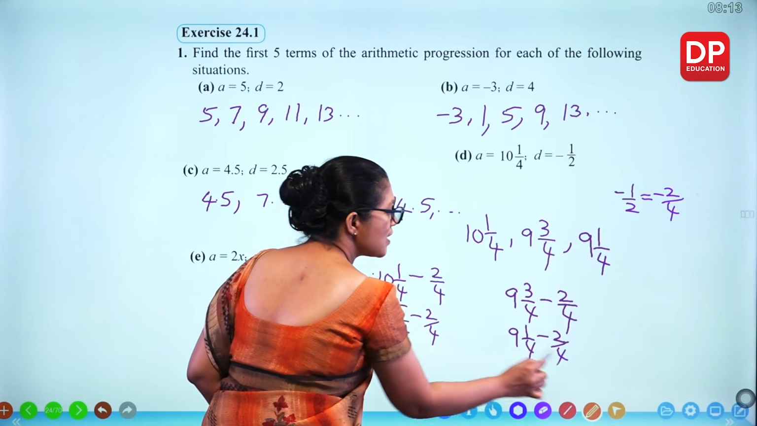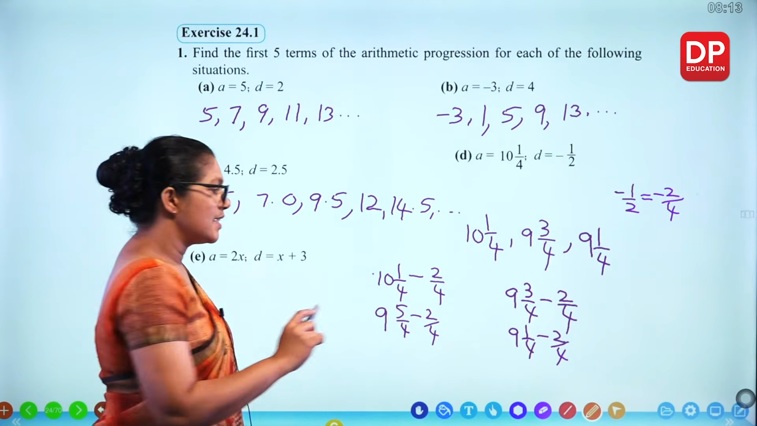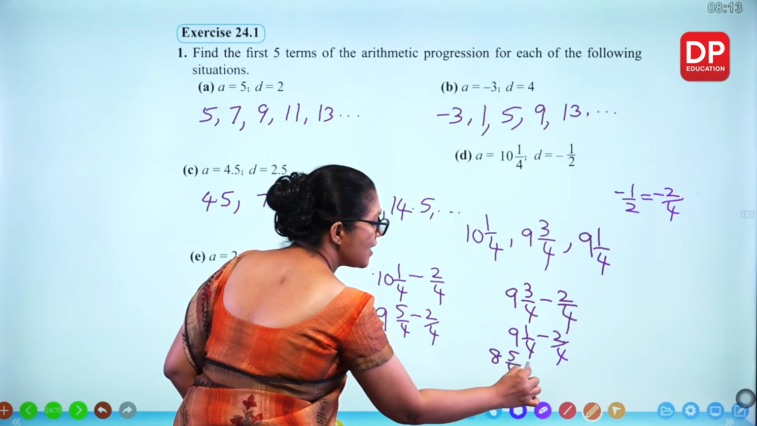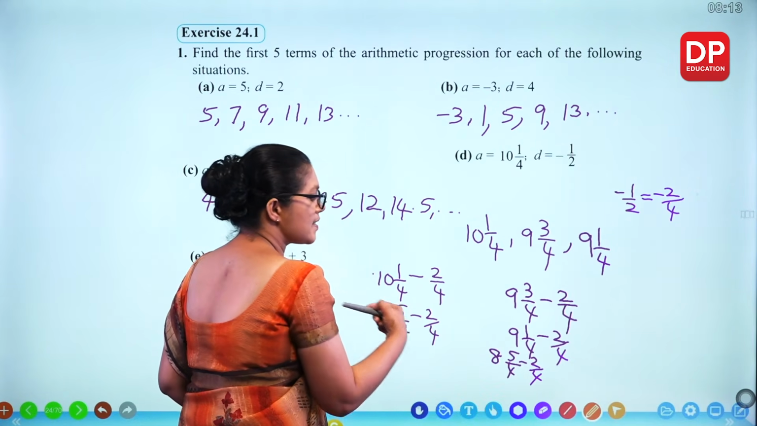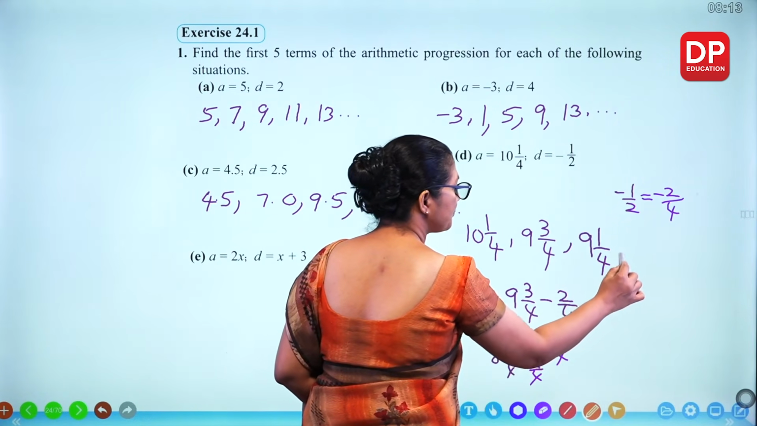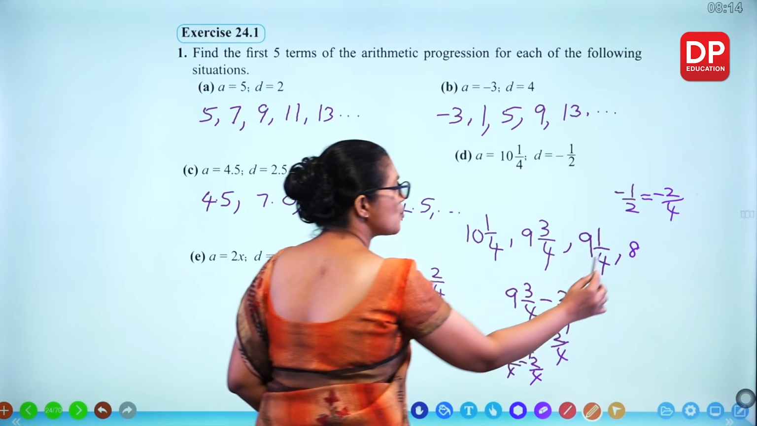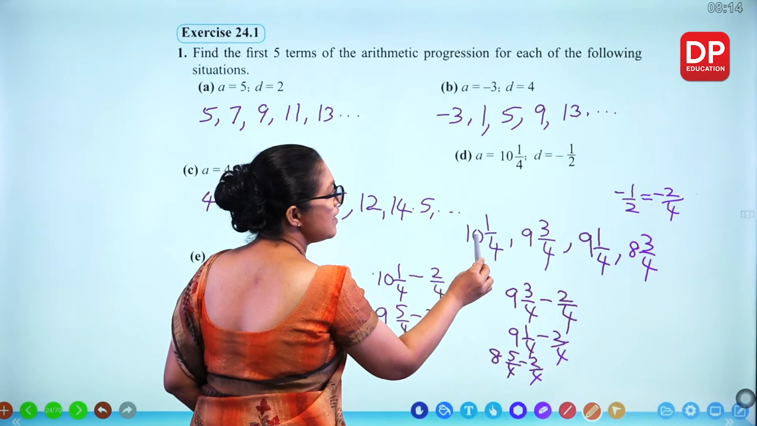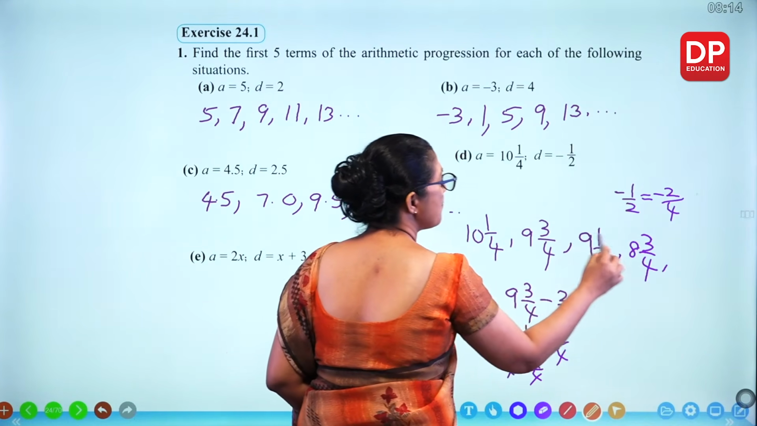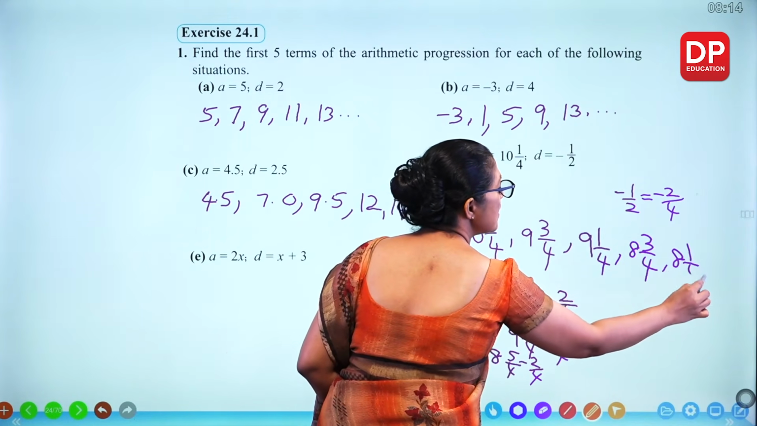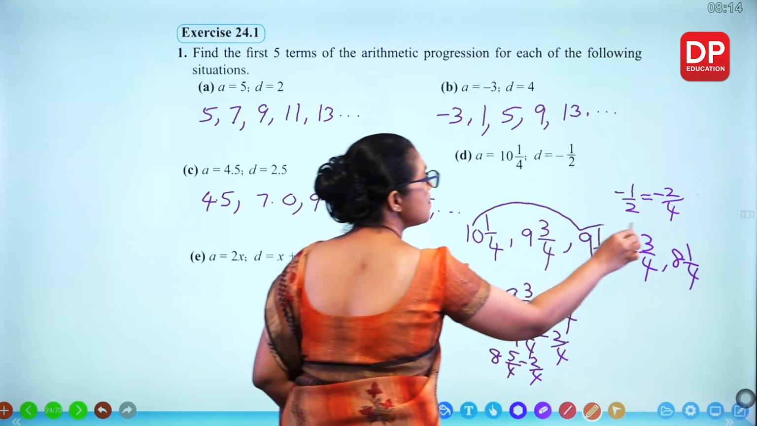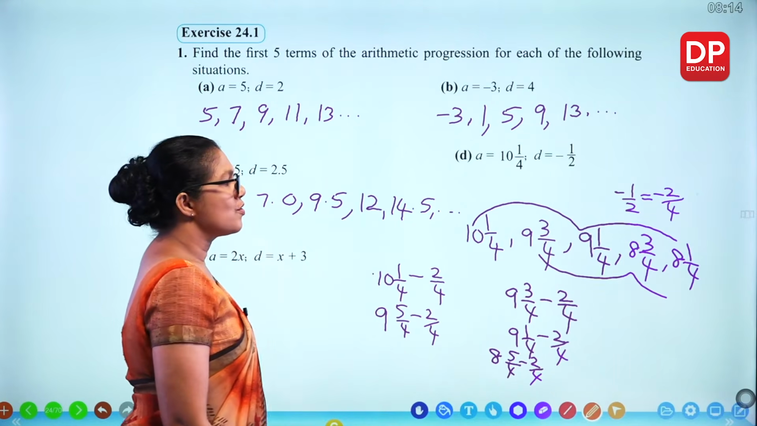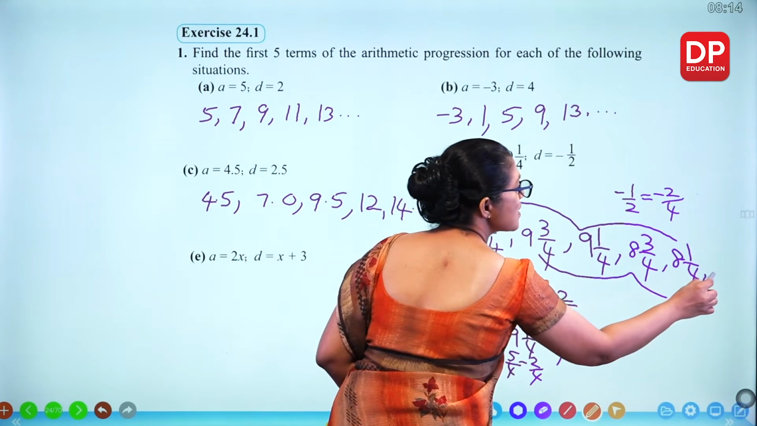minus 2/4. Here we have to write it as 8 and then 5 over 4 minus 2 over 4. So 8 minus 0 is 8 and 5 minus 2 is 3/4. So there's a pattern. Can you see? 10, 9. So what's the next term? It becomes 8 and a quarter. These three terms are the same, and likewise you are getting the pattern. So those are the 5 terms.